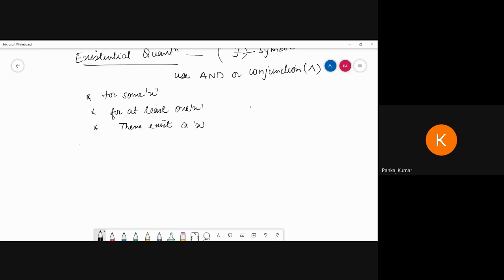So suppose I am writing: some boys are intelligent. So how to write some boys? Same process. I am going to use there exists x. That x exists, there are some boys, that x is a boy, and I am writing boys of x, and I am using the conjunction, and I am going to use intelligent. Now who is intelligent? The boy is intelligent, so I am writing intelligent of x. Now here boys is represented as x.